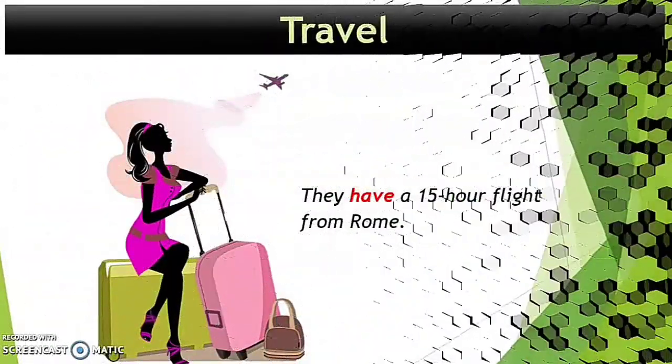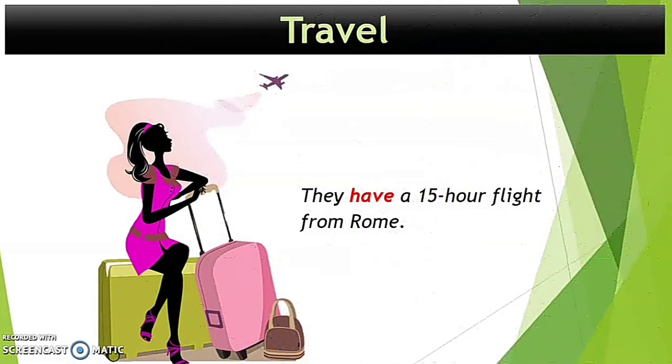The next type of usage is to show traveling habits. For example, they have a 15-hour flight from Rome. Another example, have a safe trip. Did you have a pleasant journey?